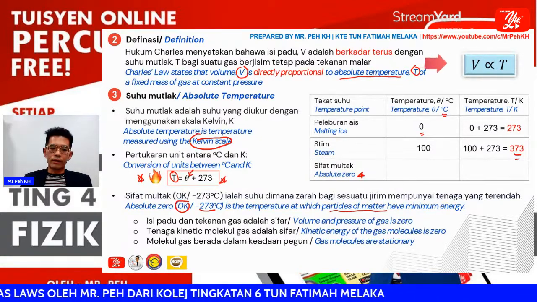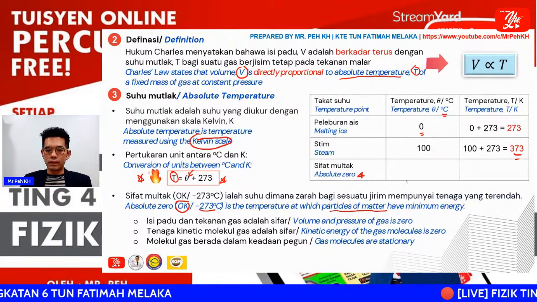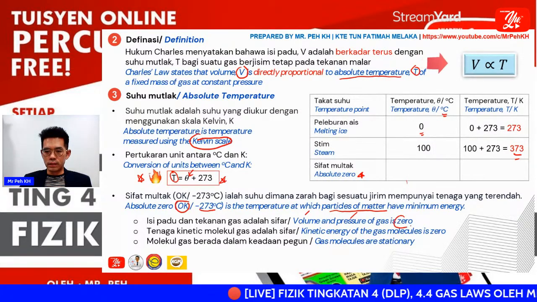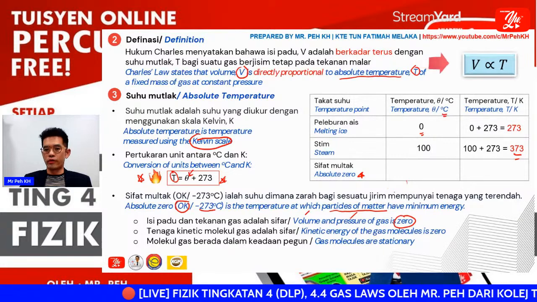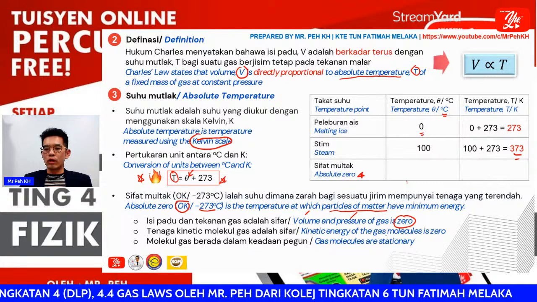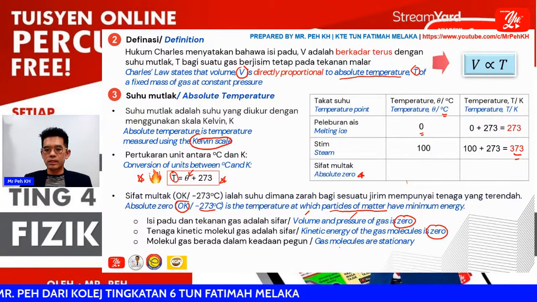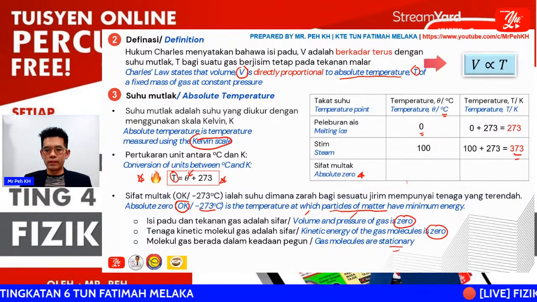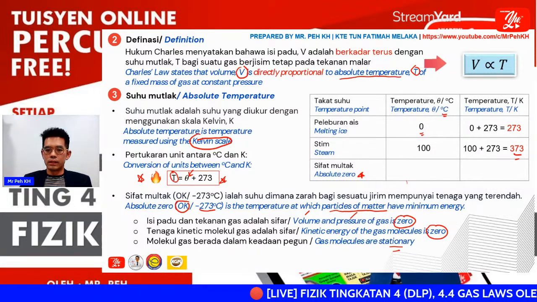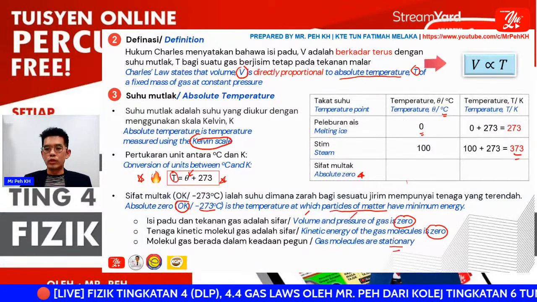Okay, so when the particles are at absolute zero, that means the volume and the pressure of the gas will be zero. So this is a theory for the real gas. Then the kinetic energy of the gas molecule becomes zero, and the gas molecules are stationary. So it's not moving. Because the particles are not moving, the kinetic energy is zero.